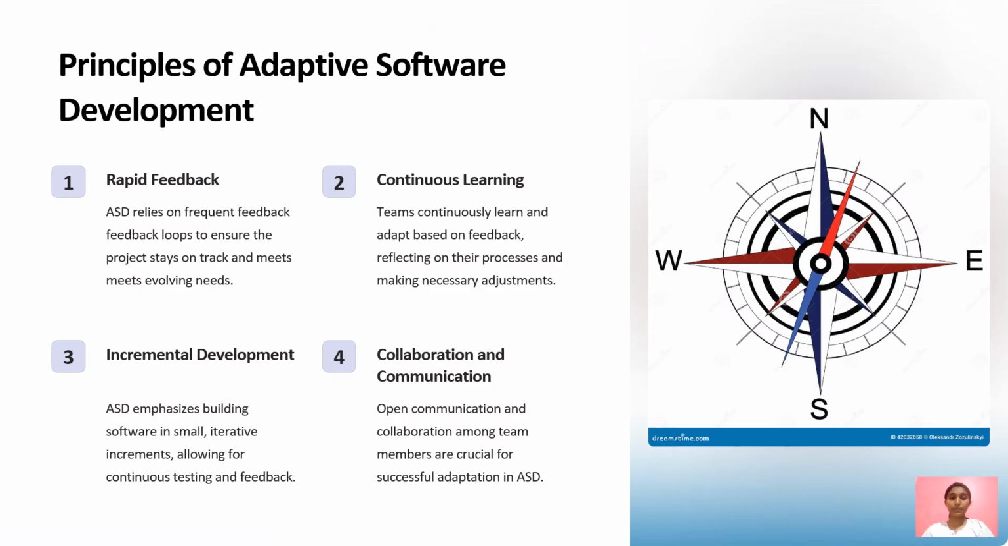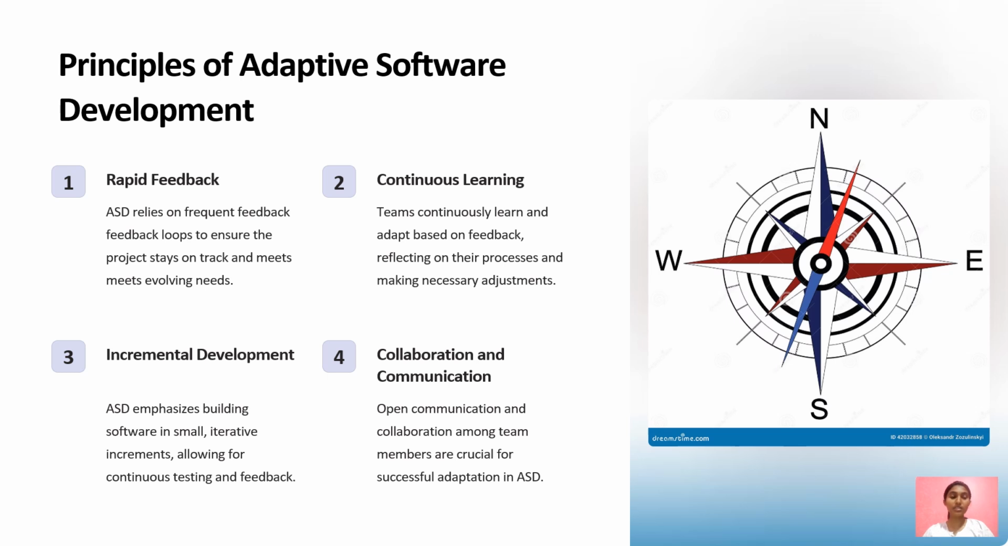Let's see the principles of adaptive software development. The first one is rapid feedback. ASD relies on frequent feedback loops to ensure the project stays on track and meets evolving needs. And then next comes continuous learning. Teams continuously learn and adapt based on feedback, reflecting on their processes and making necessary adjustments.